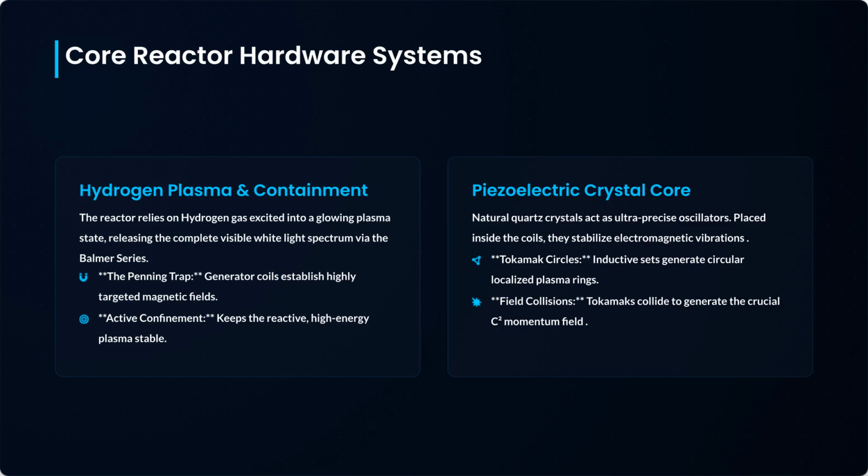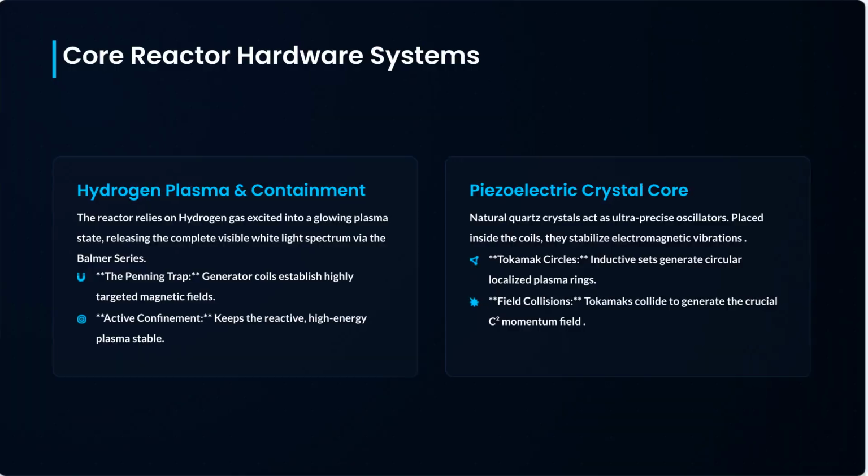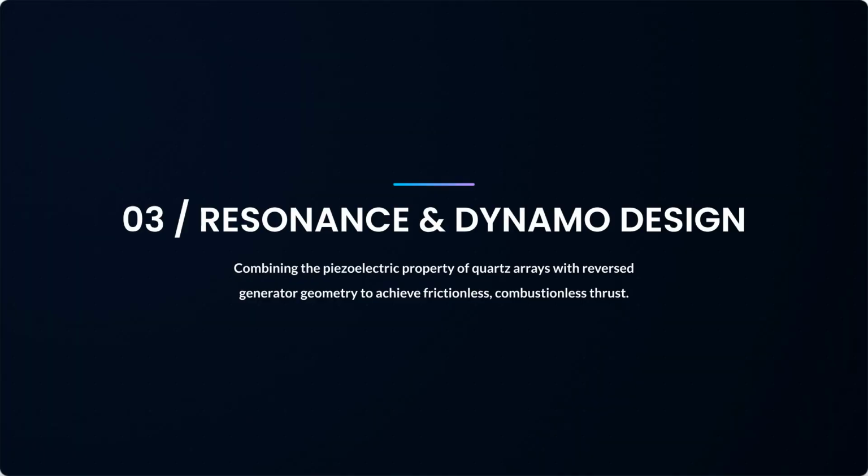Surrounding the plasma are precise, hexagonal arrays made of quartz crystal. Quartz is chosen because of its abundance and its incredibly stable piezoelectric oscillation frequency of 32,768 Hz. By varying the physical distances between our electromagnetic coils and the quartz crystal arrays, the reactor generates localized plasma rings known as tokamaks. Forcing these tokamaks to collide is what stabilizes the c-squared induction field we discussed earlier. This entire propulsion unit operates as a macro-scale dynamo generator that bridges electricity, light energy, and mechanical momentum. What makes this revolutionary is its operation. There is no heat, no friction.